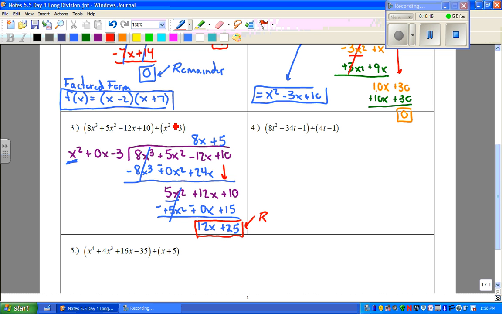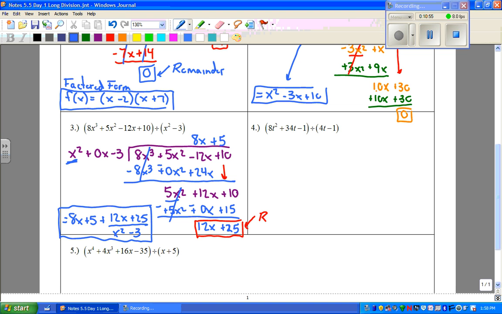So we now know that x squared minus 3 doesn't go into this polynomial evenly. So if we were asked what this is divided, we know it's going to equal 8x plus 5. And then you have to add on your remainder, 12x plus 25. But the remainder is always divided by the original polynomial that we divided. So this right here, guys, is your answer for your long division problem of x to the third plus 5x squared minus 12x plus 10 divided by x squared minus 3.